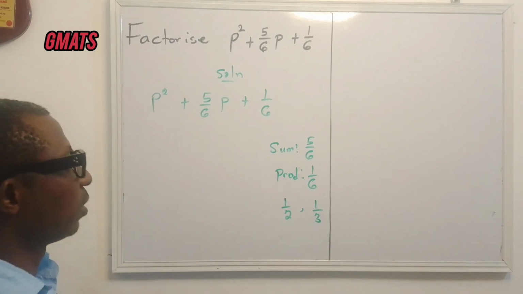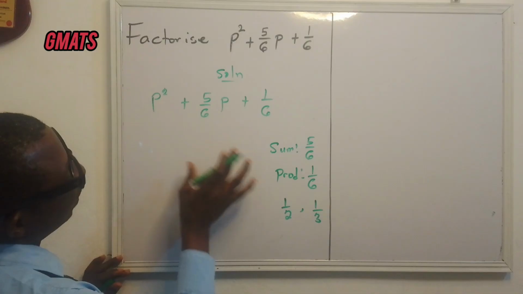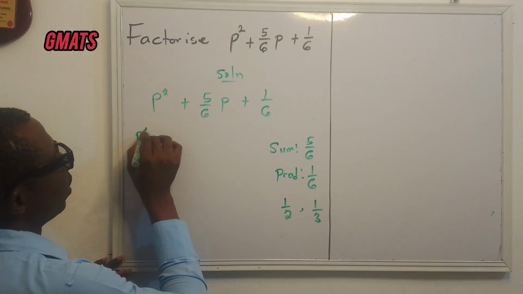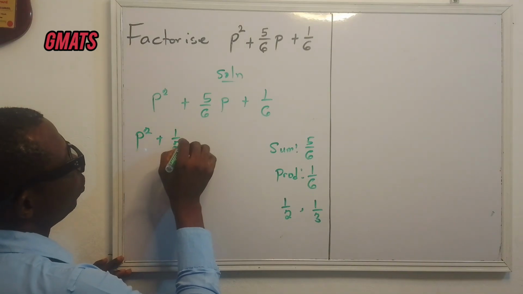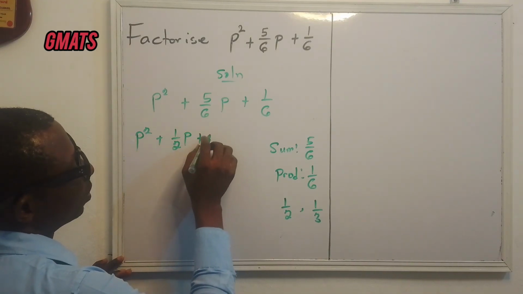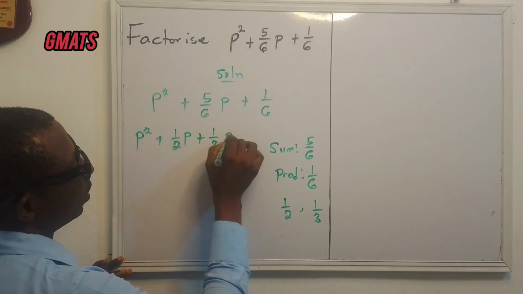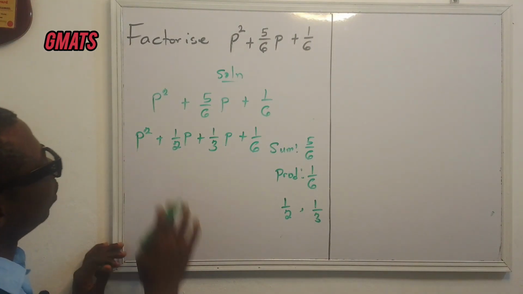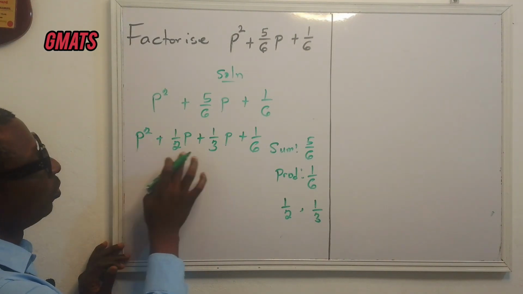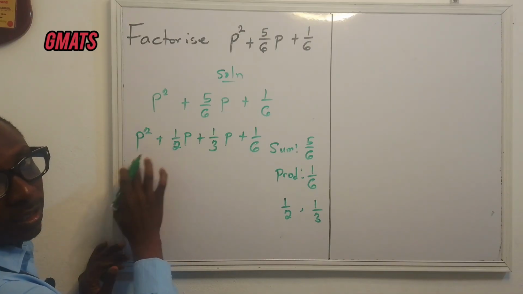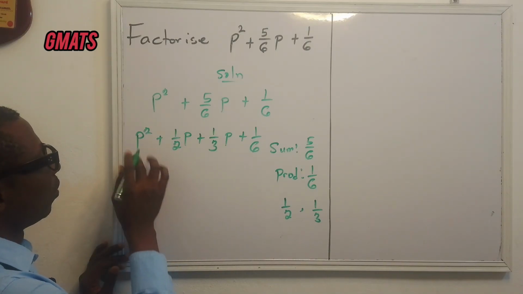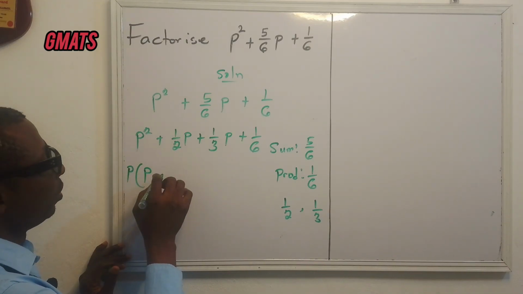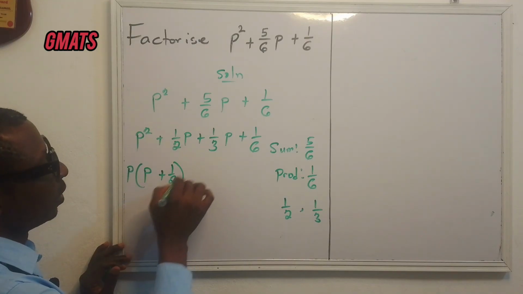Okay? Alright, so now we incorporate this here. So this expression turns to p squared plus 1 over 2p plus 1 over 3p plus 1 over 6. Okay, so now you look for the GCD of these two terms. What is the GCD? That's p. So when you divide this by p, you have p, and when you divide this by p, you have 1 over 2.